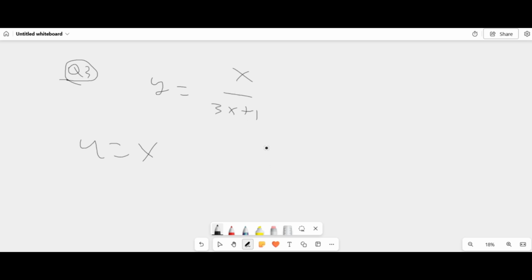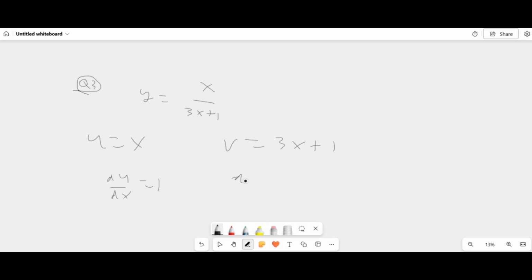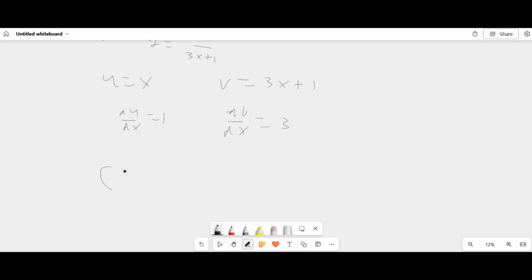So u is equal to x here. V is equal to the bottom half here, which is x plus 1. du over dx here is equal to 1 because you differentiate x here. And then differentiate this side as well. We're going to do dv over dx. So differentiate 3x plus 1, that's going to be 3. Then times v by du, we're going to get a specific situation, which is basically 3x plus 1 pretty much.